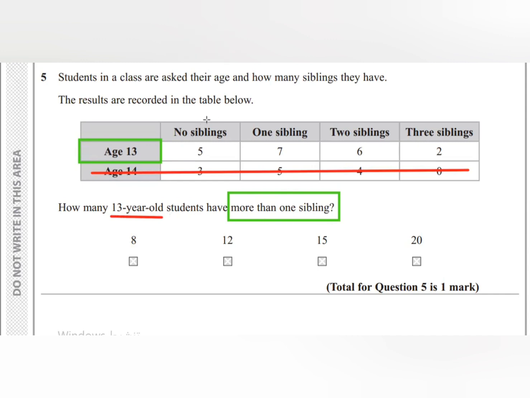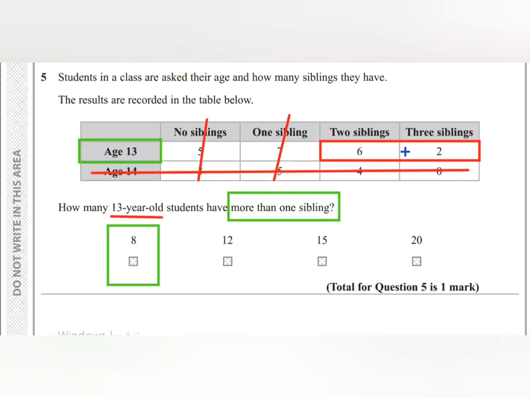This one, no siblings, we're not going to use it. This one sibling, we're not going to use it. Here we have 2 siblings, 3 siblings. So we need more than one sibling. It means 2 and 3 as we have in the table. So we have 6 and 2. We have to add them together. 6 plus 2 equals, very good, 8. So the correct answer for this question is 8.